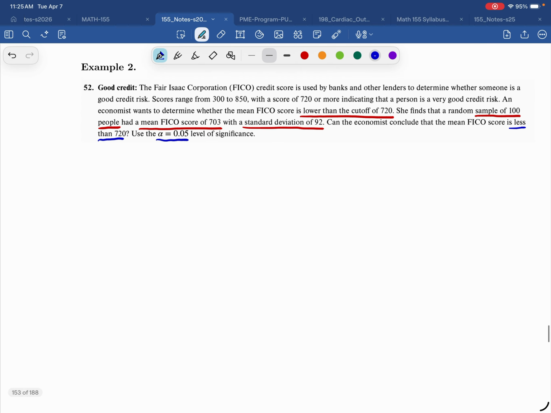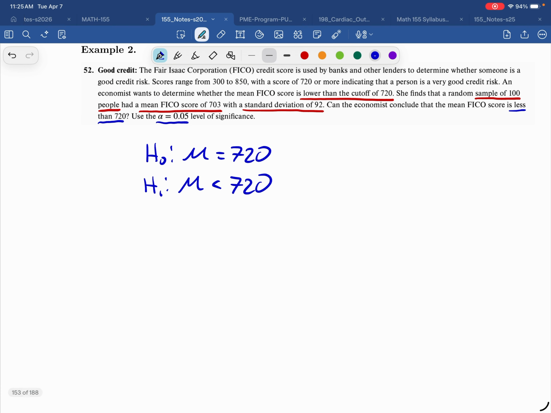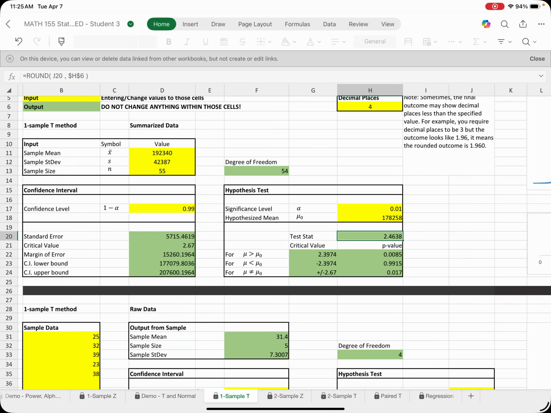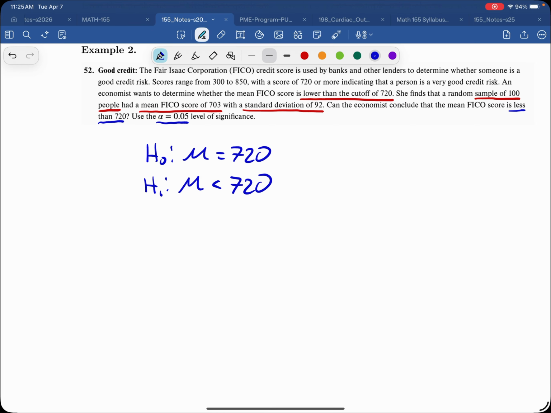Okay. So first off, let's state our hypotheses, right? Mu equals 720. Alternate hypothesis, mu is less than 720. Okay? Based on the sample, what can we infer about the population? So next up, well, they didn't actually ask us for the test statistic or the degrees of freedom, so we don't need to enter them. So I'm just going to go ahead and enter our stuff, right? Our sample mean was 703. Sample standard deviation was 92. Sample size, was that 100, I think? Yeah, 100.